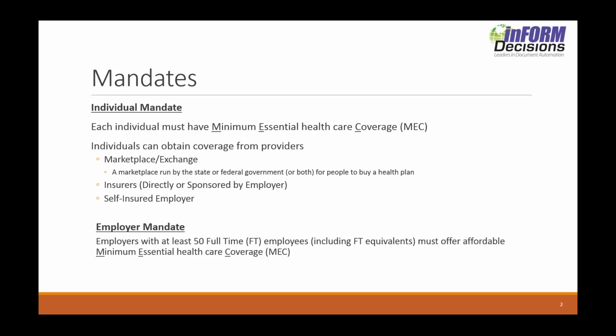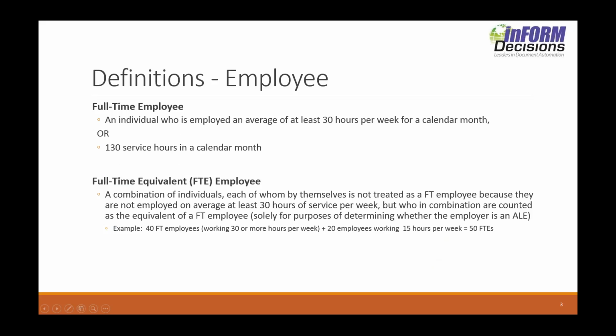Or they're going to be obtaining coverage from an insurer, directly or sponsored by their employer, or they could be self-insured employers. The employer mandate, that is employers with at least 50 full-time employees, including full-time equivalents. So you have to count those full-time equivalents. If you have 2 part-time employees at half time, then you will have to equate those to 1 full-time employee. But you must offer affordable minimum essential health care coverage for those employees. Please chat questions if you have those as well.